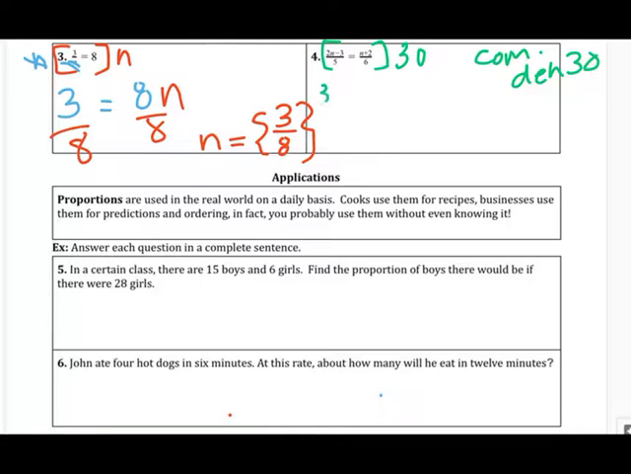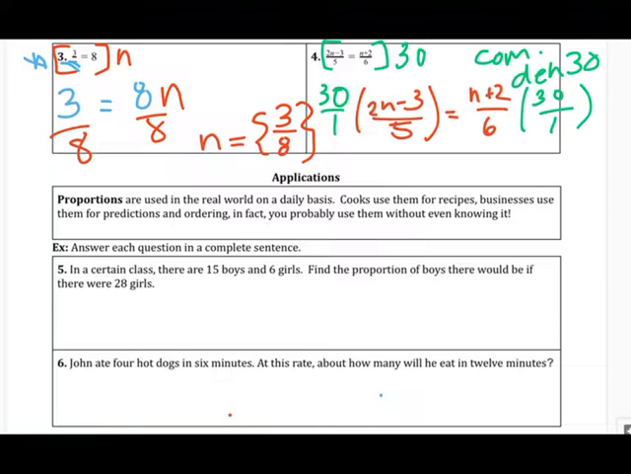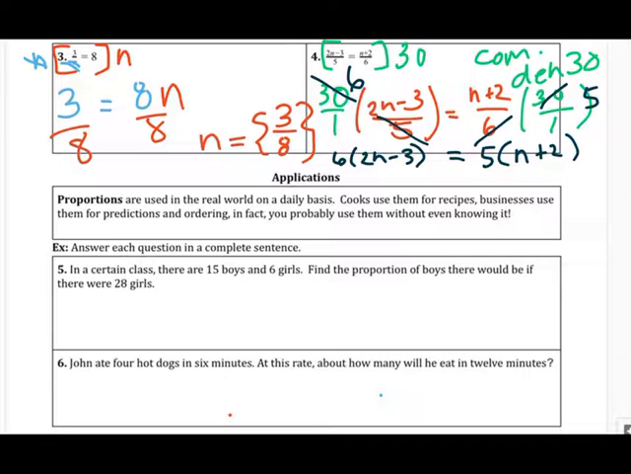And I'm going to show this work. 30 over 1 times 2n minus 3 over 5, and then I can simplify here. 30 divided by 5 is 6. So I'm going to have 6 times 2n minus 3 equals, over here, 30 divided by 6 is 5, 5 times n plus 2. Now I can distribute: 12n minus 18 equals 5n plus 10.